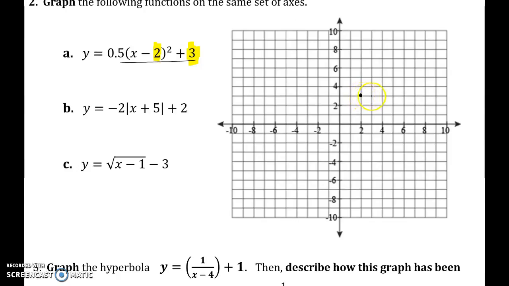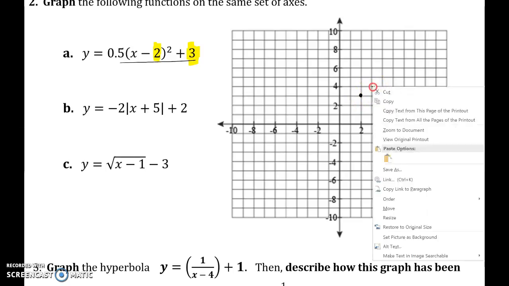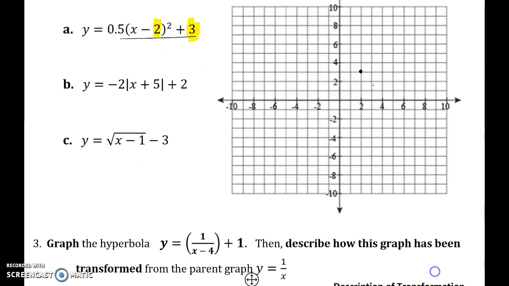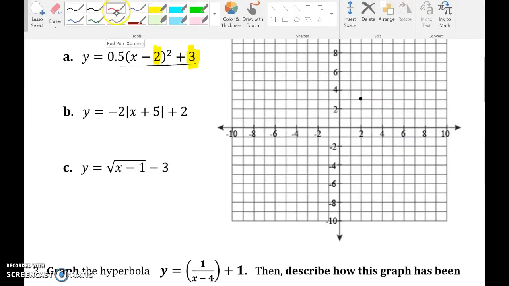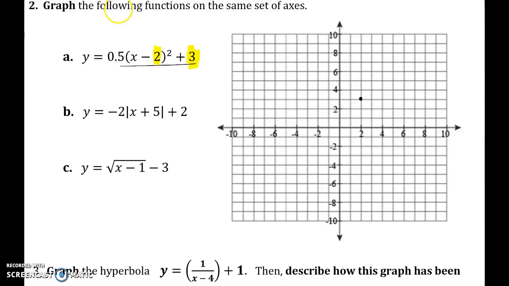So normally we go over 1, up 1. Let me do this in red. Over 1, up 1, because 1 squared is 1. Over 2, up 4, because 2 squared is 4. And so on and so forth. So that would be what a quadratic would look like, given that locator point and no vertical stretch.